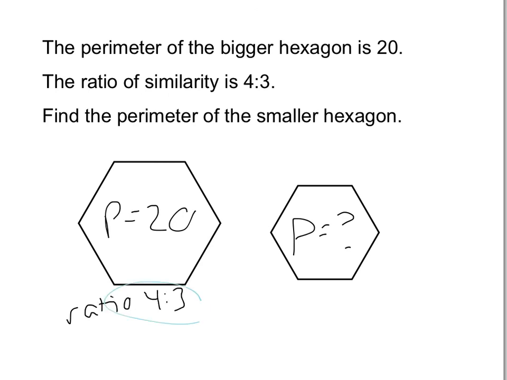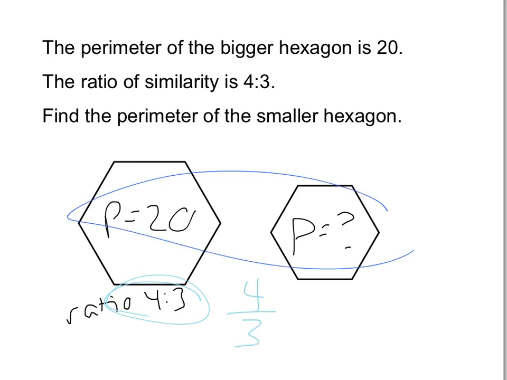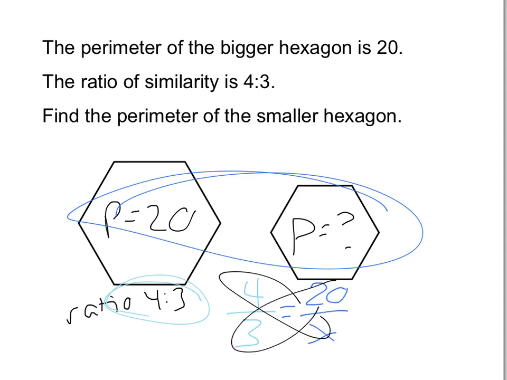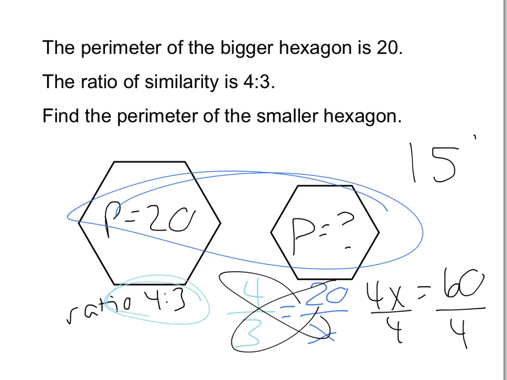Alright, so here's our first fraction we're going to set up, the ratio. Then we're going to look at the perimeters and set those up. Now we cross multiply to solve. So 4x equals 60. Divide both sides by 4. So 15 would be your answer. On your worksheet, you might get decimals for some of these, and that's fine. It just says round to the nearest tenth.